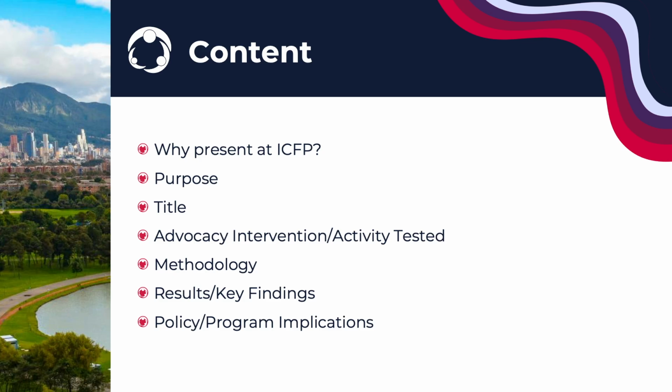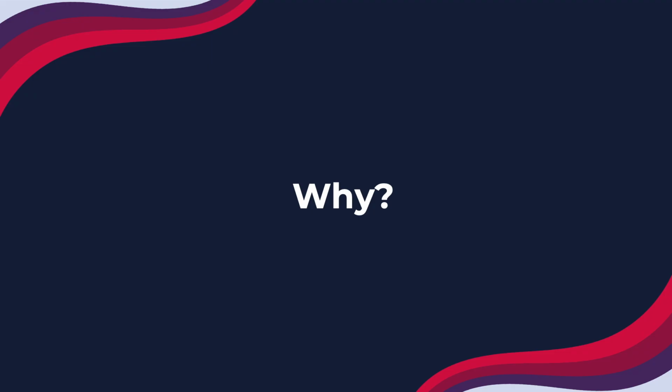So in this presentation, we will go through why you should present at ICFP, the main sections of the research abstracts for ICFP, namely the title, advocacy intervention or activity tested, methodology, results and key findings, and policy or program implications. First, why present your research at ICFP?